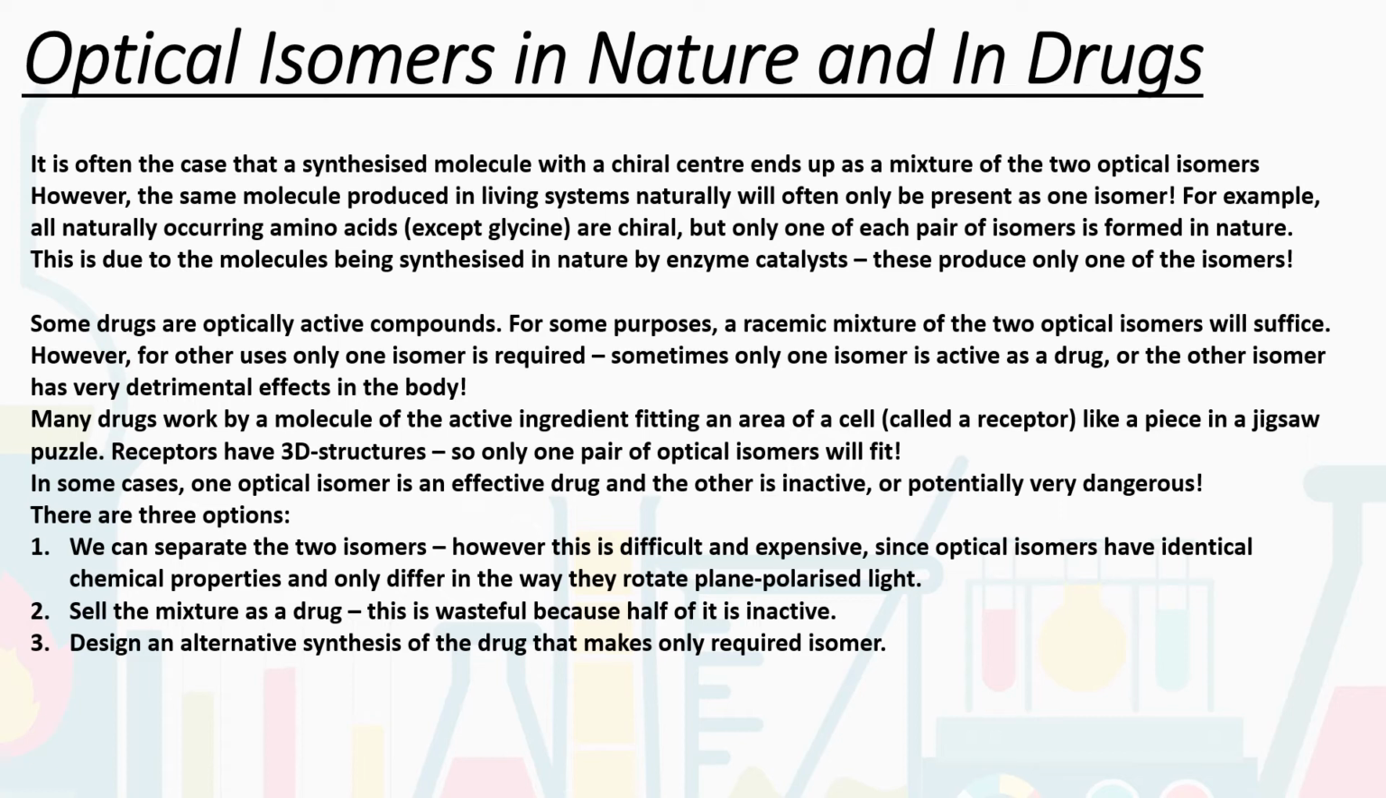Now, some drugs are optically active compounds as well, and for some purposes, a racemic mixture of the 2 optical isomers will suffice. So it doesn't matter that we produce a 50-50 mix of both of them, it could just be that we can just sell that straight away.